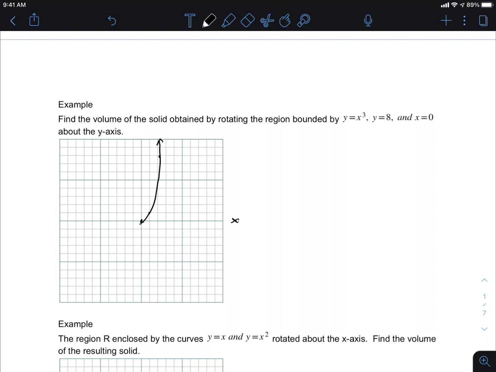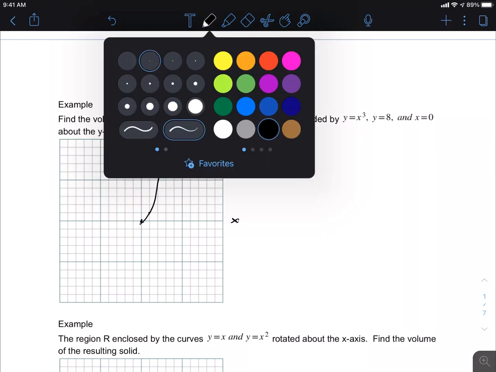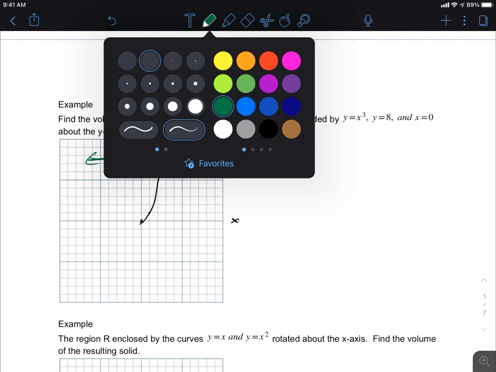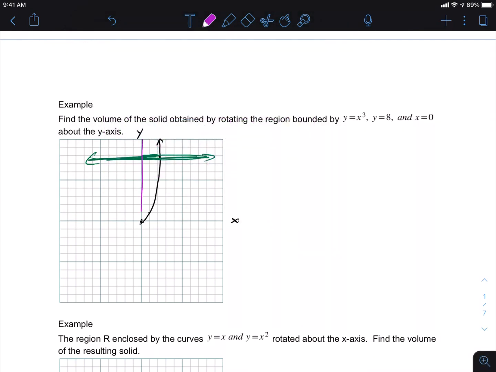Agreed? Here's the x-axis. Here's the y-axis. Then I'll do different colors for these others. Y equals 8 is this guy. Agreed? And really I should draw it in such a way that you guys completely see it. That's y equals 8. That's that line, y equals 8. And then we have x equals 0, which I'll do purple, which is this guy, right? Where do they enclose? Where do all three close up a region?